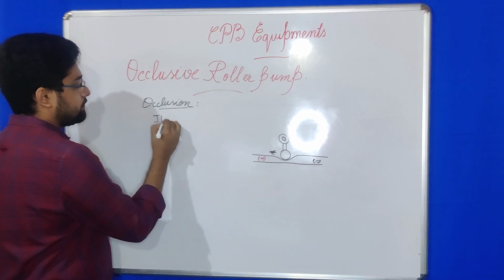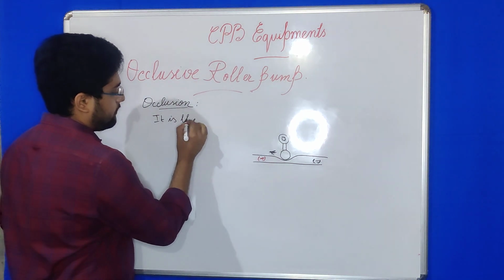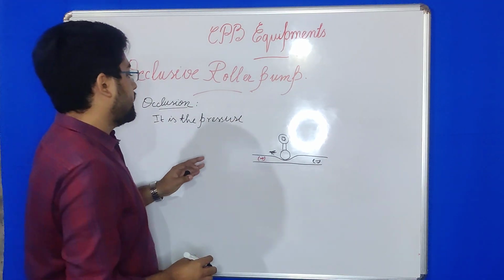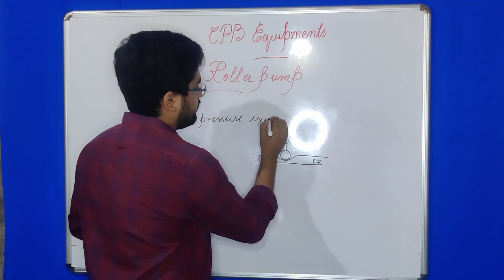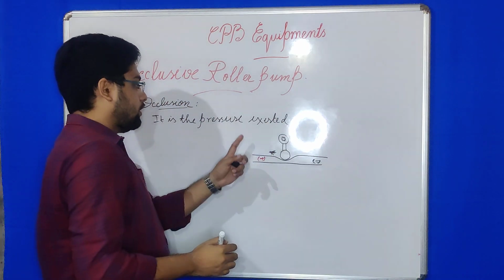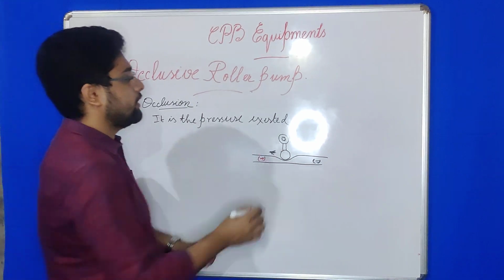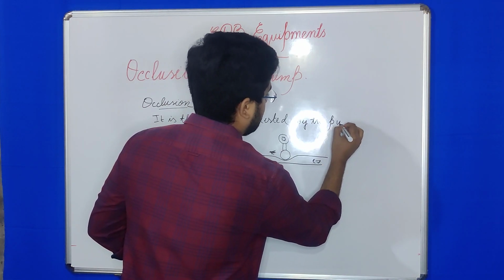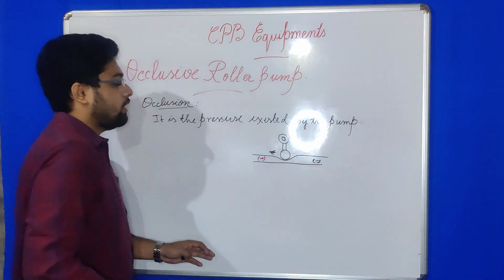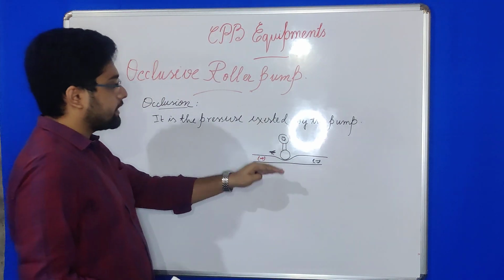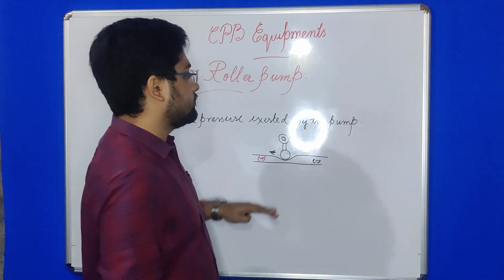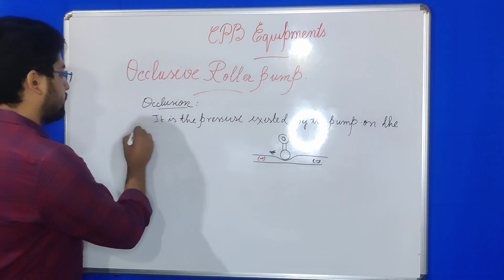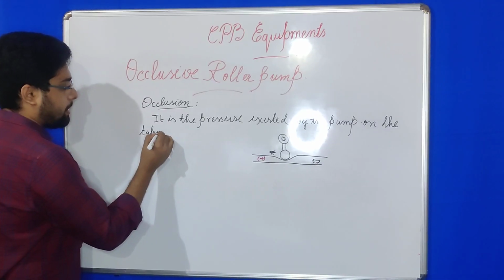It is the pressure exerted. Who exerts the occlusion pressure? The roller pump. So it is exerted by the pump, the pressure the roller pump exerts on the tubings.